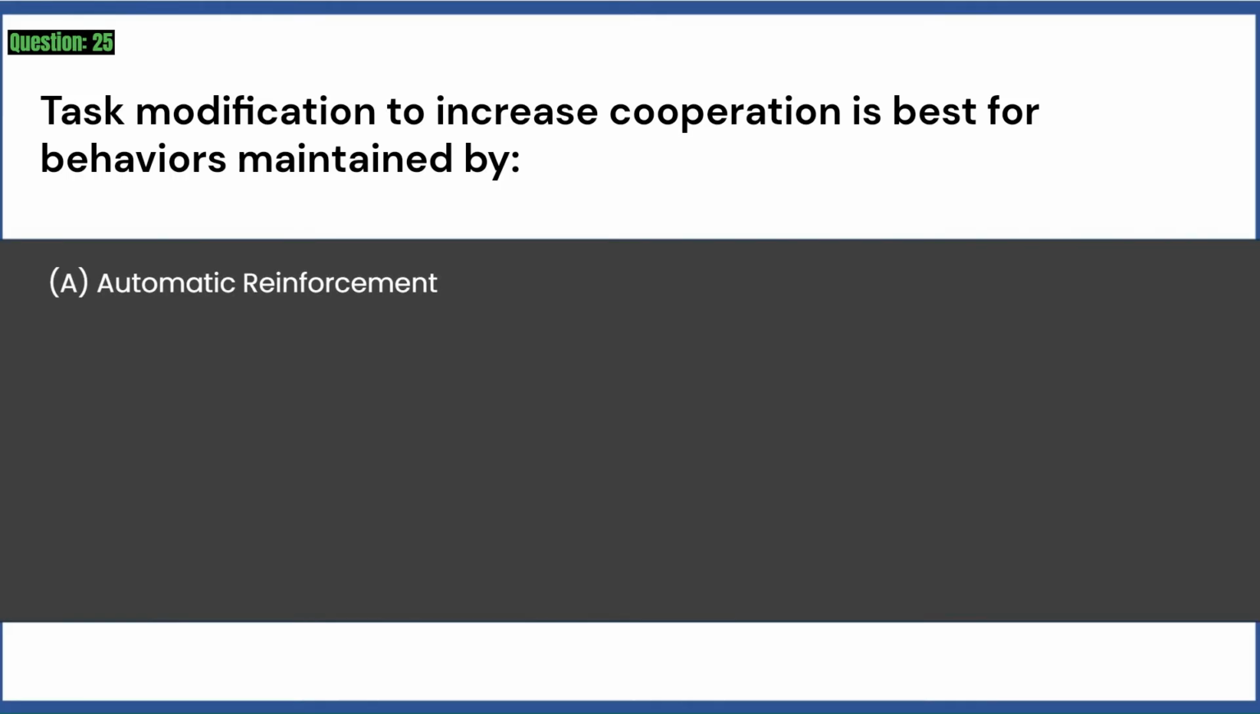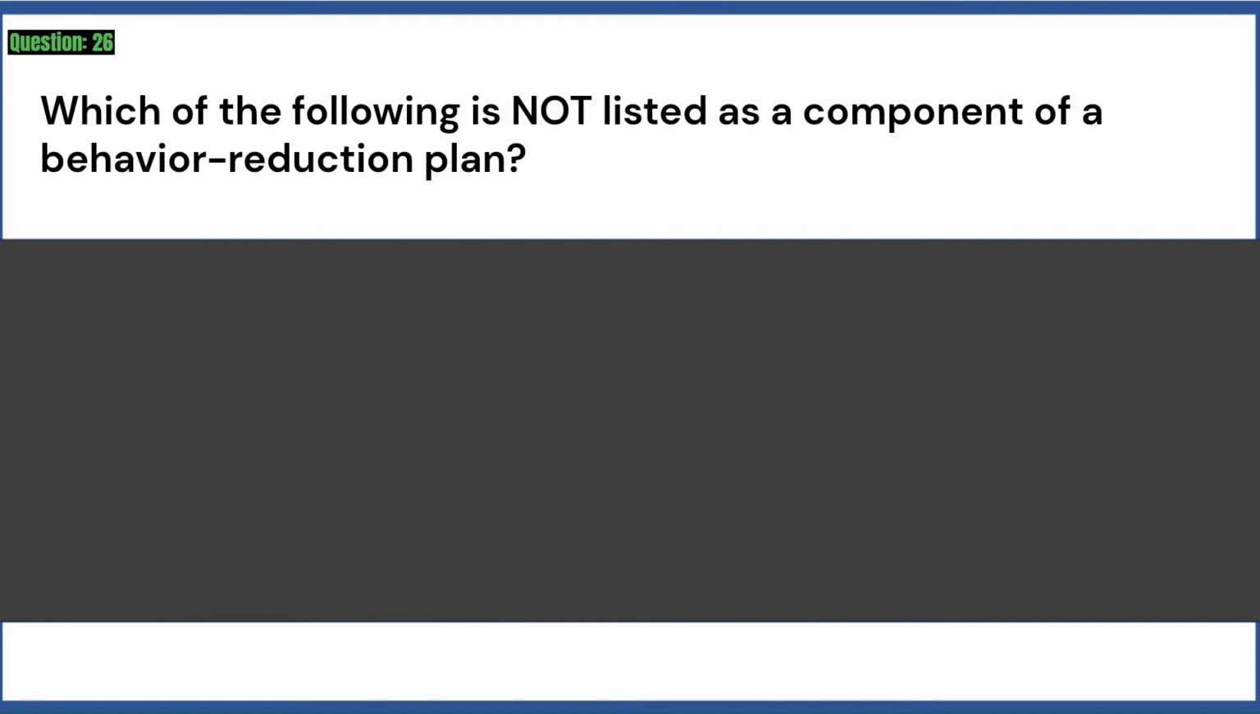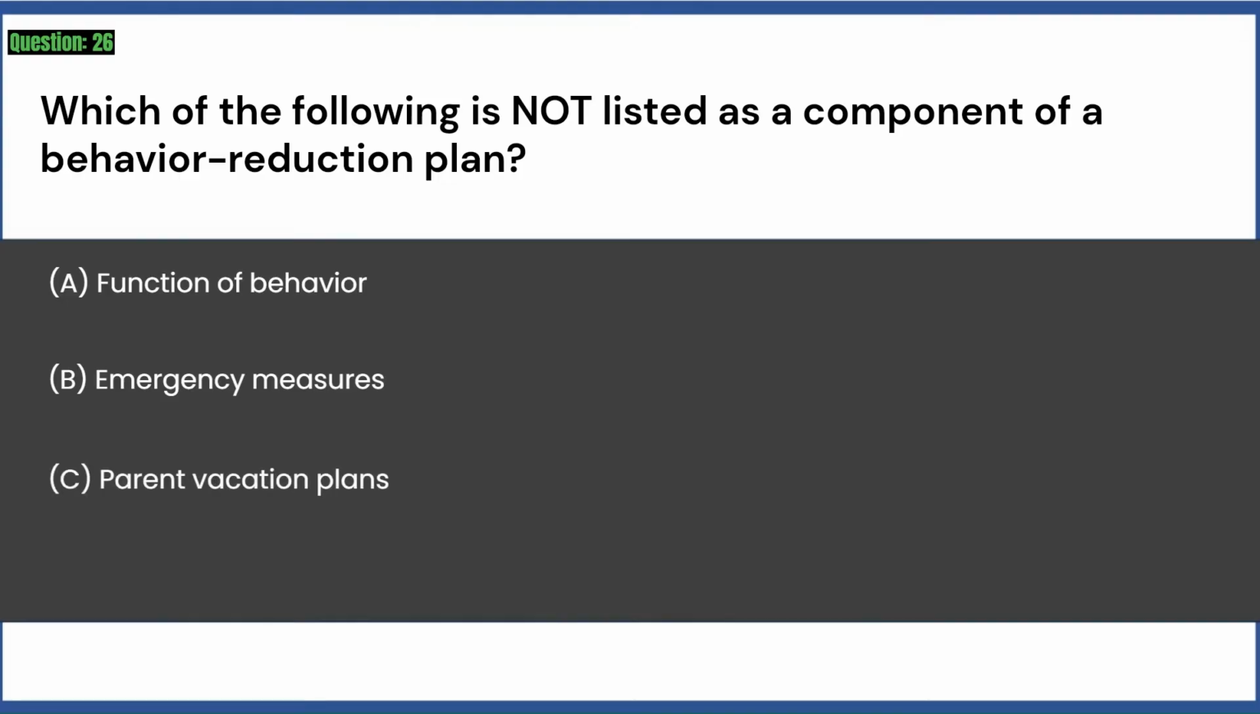A. Automatic reinforcement. B. Attention. C. Escape. D. Tangible access. Answer, C. Escape. Which of the following is not listed as a component of a behavior reduction plan? A. Function of behavior. B. Emergency measures. C. Parent vacation plans. D. Consequence strategies. Answer, C.